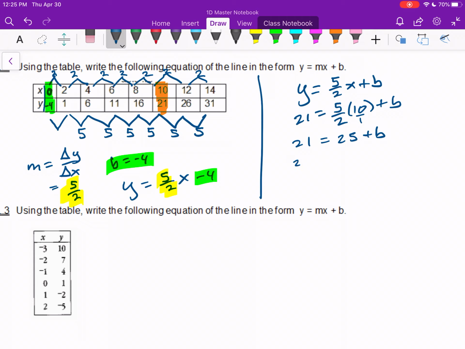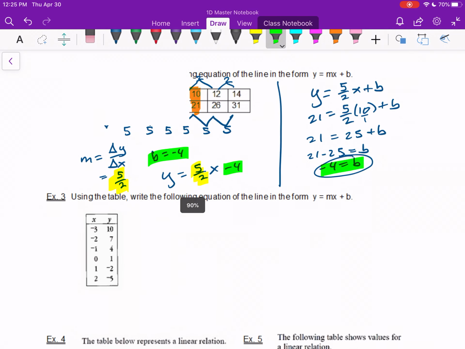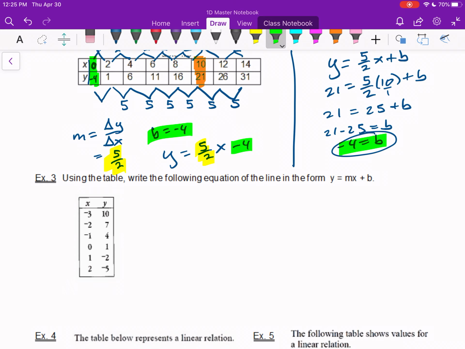Isolate b, so I'll subtract 25 from each side. And lo and behold, I got my b this way as well. So that's an algebraic way of getting the b value, but obviously it's more work, and it's not necessary if you understand the pattern that's going on for the table of values.